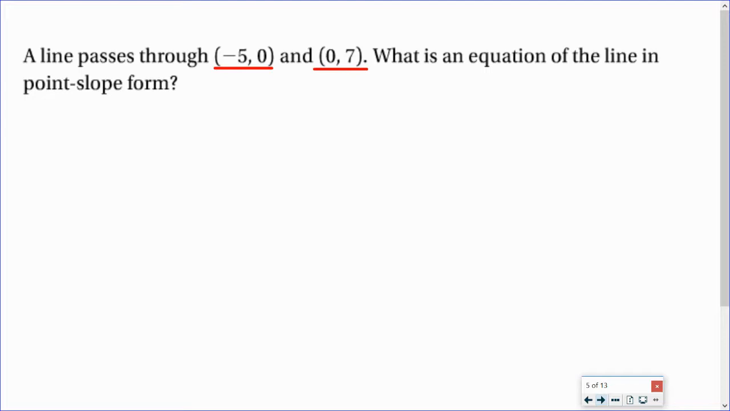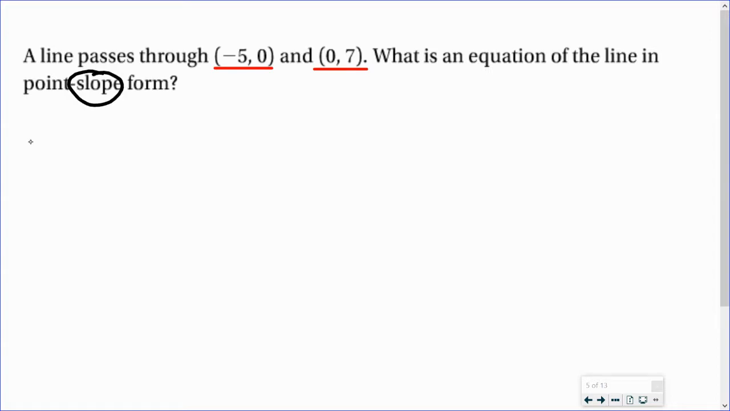Okay. Now write an equation of a line passing through (-5, 0) and (0, 7). What's the equation of a line in point slope form? Now they're very specific here. So I have to write it in point slope form, and I need to know the slope.